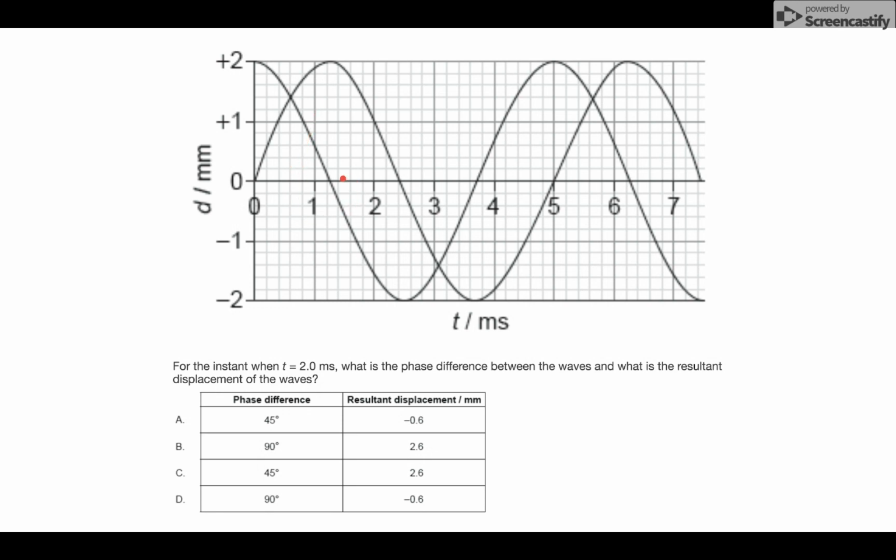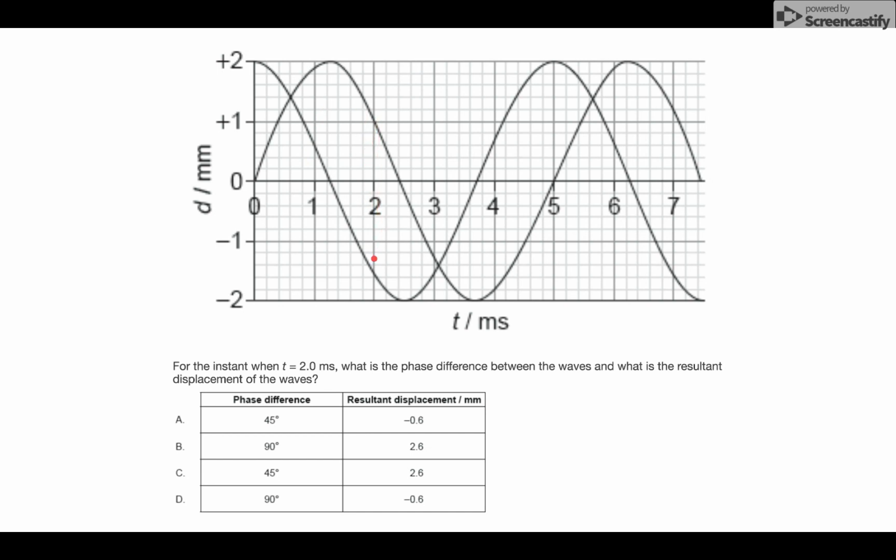This question I had shown you guys in class. Just take a moment to read through the question. All right, so it says for the instant when t equals 2 milliseconds, what is the phase difference between the waves and what is the resultant displacement of the waves? So remember how you find the phase difference. So let's look somewhere at t equals 2 milliseconds.